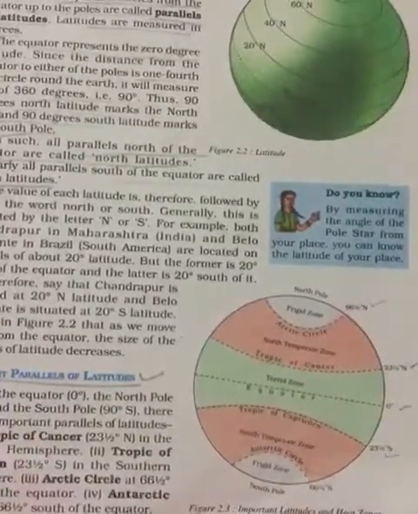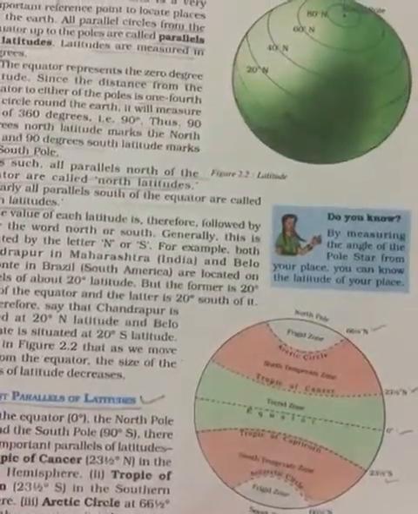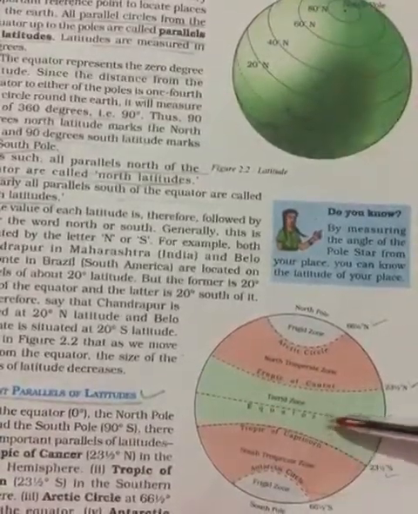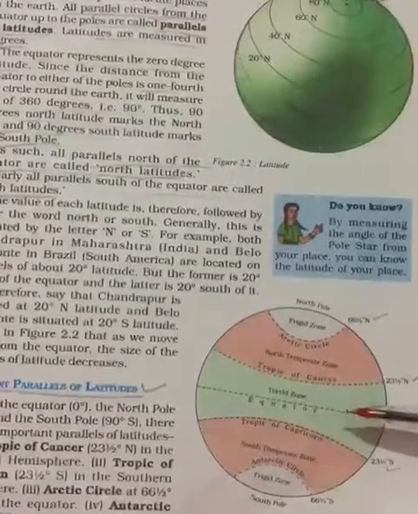Okay, next we will talk about the heat zones. These are the heat zones mentioned in this picture. First is the torrid zone, on both sides of the equator, this one and this one. This region between the Tropic of Cancer and the Tropic of Capricorn is called the torrid zone. This zone gets the direct rays of the sun all year round.